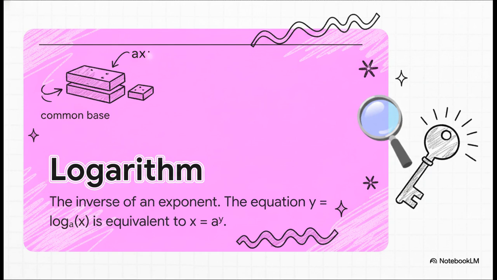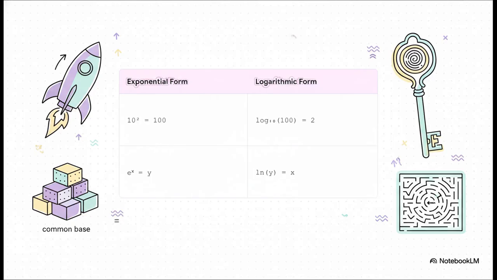All a logarithm is really is an exponent. It's the reverse of an exponential, and it's designed to answer one question. What exponent do I need to get from this base to that number? This chart shows it perfectly. They're just two sides of the same coin.